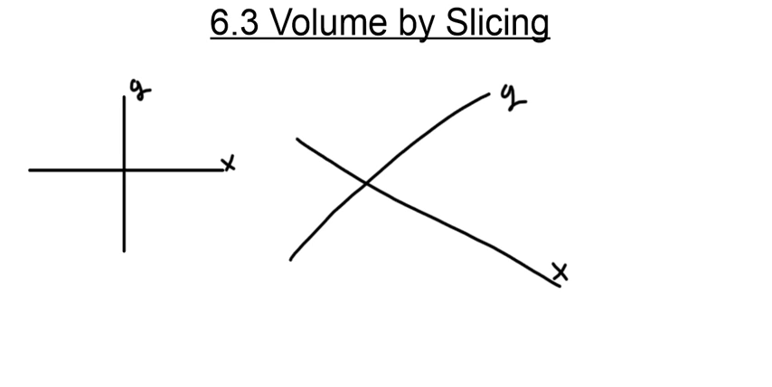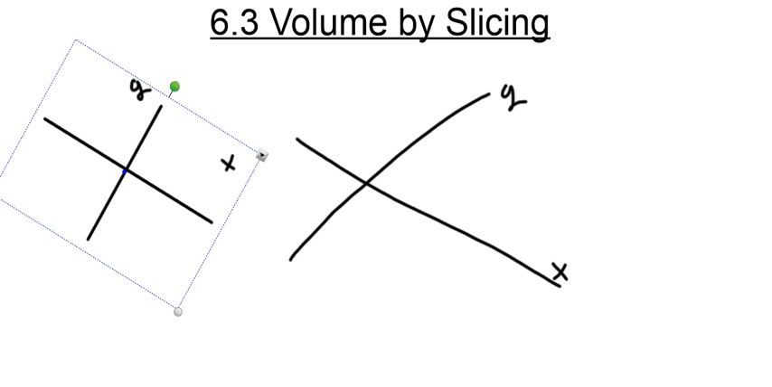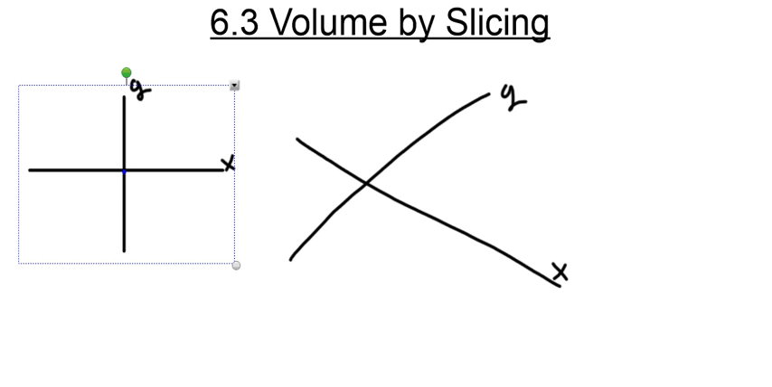6.3 volume by slicing. In this case, we're now going to take what we know about area under a curve or between two curves, and we're going to try to do volume. So the first thing we're going to work with is if we take the XY plane, and sometimes it's slightly easier to see it if we tilt it. We're going to lay it flat, tilt it like that. So sometimes we can draw it like this one here.